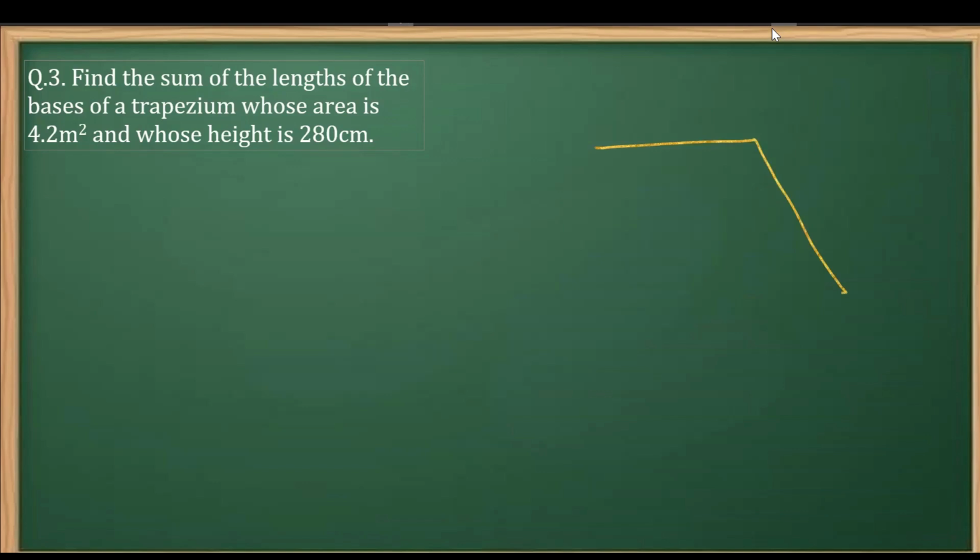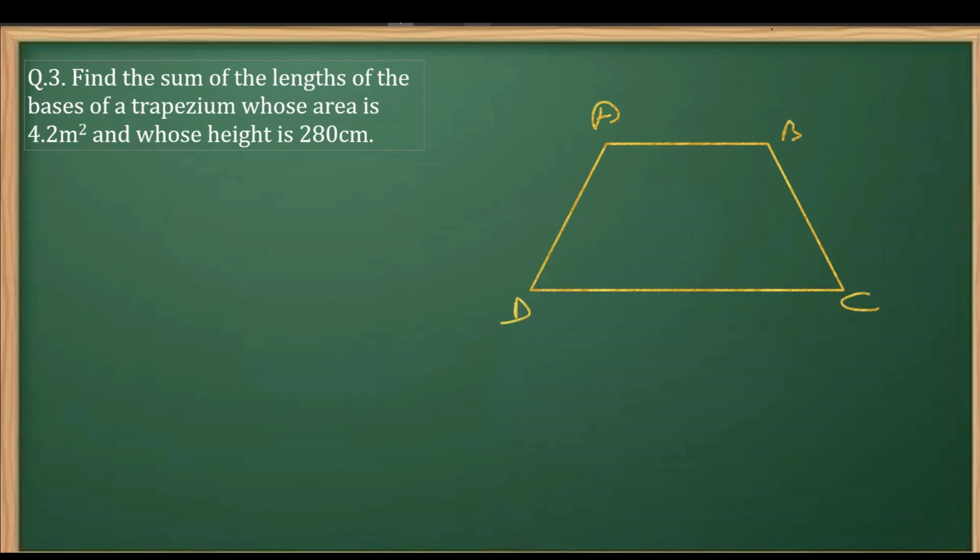So a trapezium is drawn over here. Say this is a trapezium. I name it as A, B, C, D, and the parallel sides are A and B over here, and the altitude is h over here.